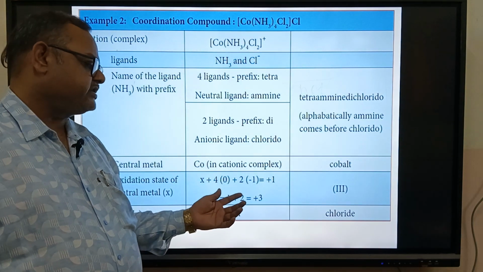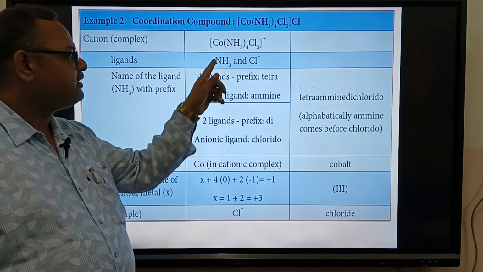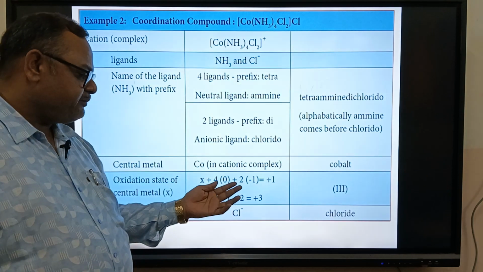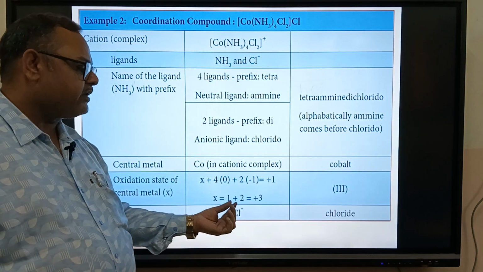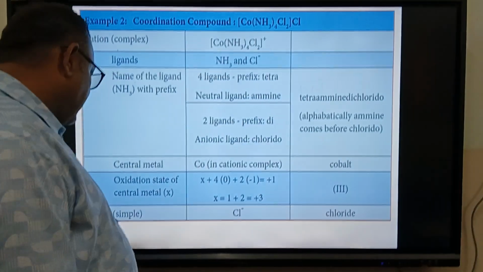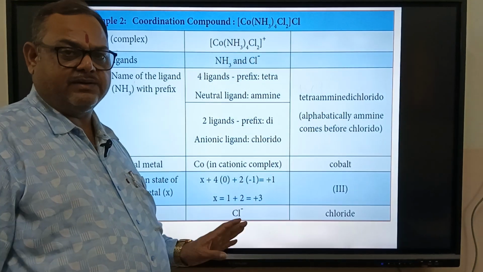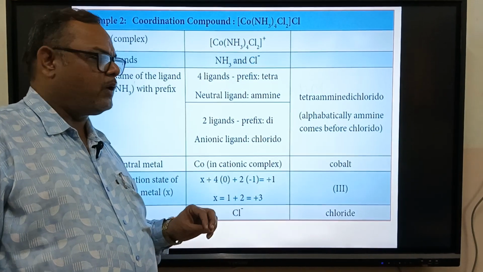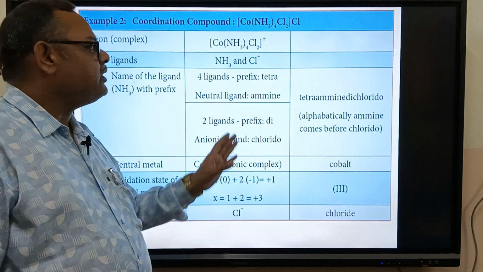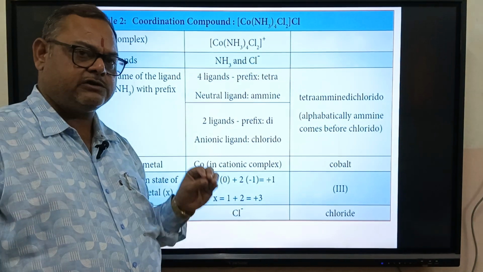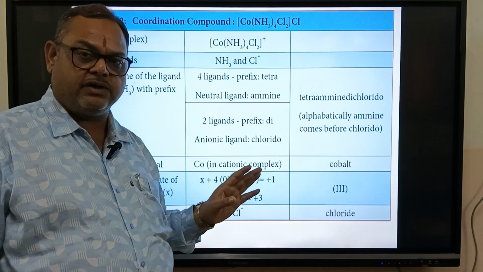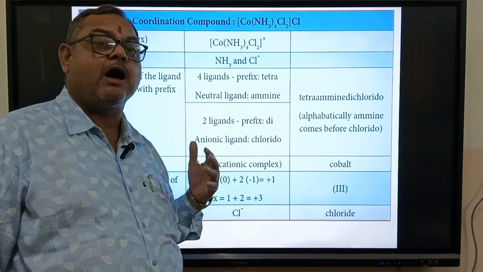Now calculation of the oxidation state. The oxidation state of NH3 is 0 and the oxidation state of Cl is -1. When we put these values and calculate, we will find the oxidation state as +3. And the counter anion is also present there. Now remember, the counter anion or the counter cation, neither of the two has a numerical prefix. So if we have only one chlorine, then also we will write chloride. If there are more than one chlorine, then also we will be writing chloride only. We won't put any numerical prefixes for counter ions.